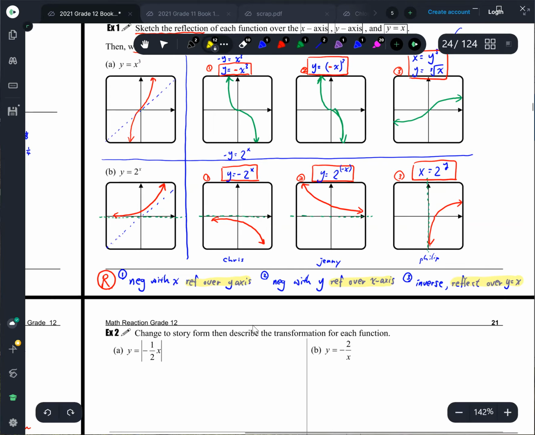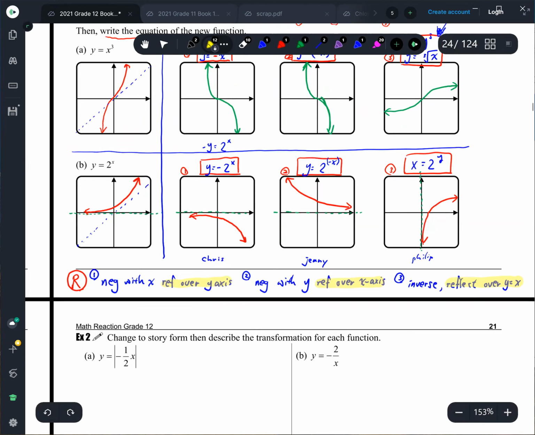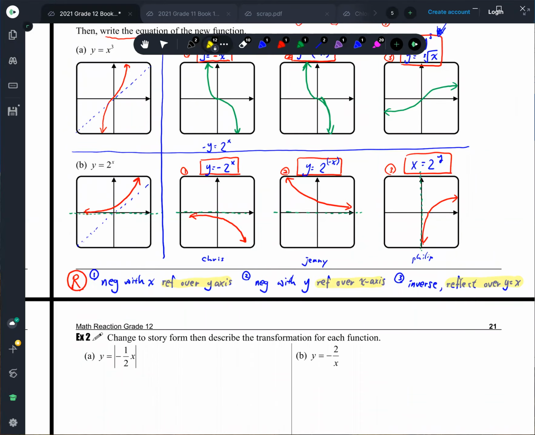Okay, please raise your hand if you're ready to move on to next page. Are you done, Eric? I'm just copying down the last one. Okay. Inverse reflect over y equal x.